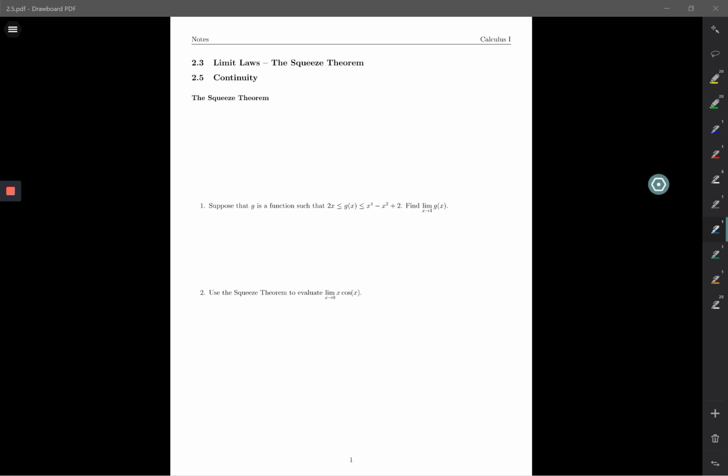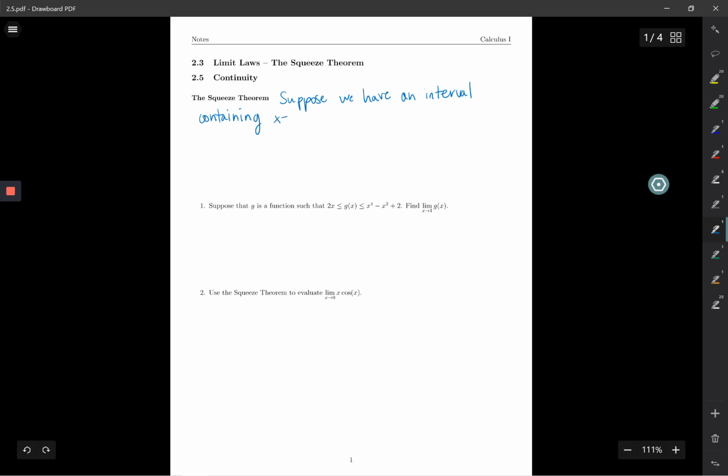So suppose we have an interval containing x equals a, so that's going to be the point that our limit is going to approach. Maybe I should mention that the squeeze theorem is another way that we can evaluate limits.